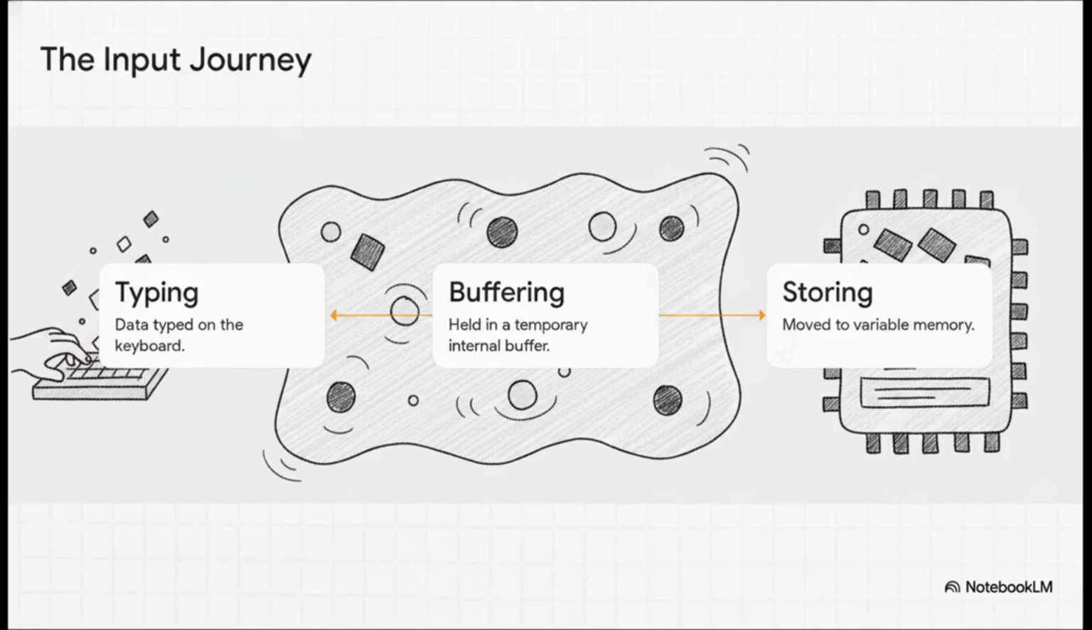Now pay close attention, because here is a highly specific technical concept that comes up in coding interviews all the time. When the user types their name and hits enter, that data does not instantly teleport directly into your variable. No way. There's actually a hidden middle step. First, the data is typed. Second, it is captured and held in a temporary internal waiting room known as a buffer. It's only after it is safely secured in that buffer that it finally gets moved into your allocated variable space. So remember, it's a three-step journey, not a two-step jump.